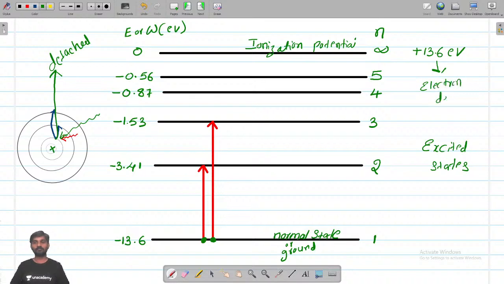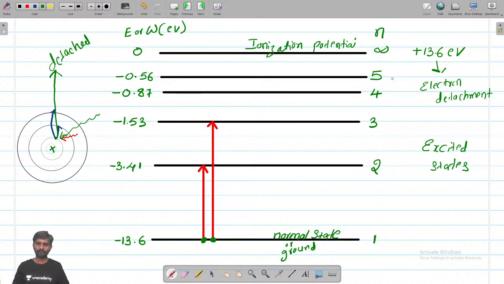Electron detachment, which is nowhere related to the nucleus. So the external energy which is required for the electron to move completely away from the nucleus, to detach from the atom, is called ionization potential. In this case, for hydrogen, what is that amount? It is going to be 13.6 electron volts. Clear? This is very much clear.